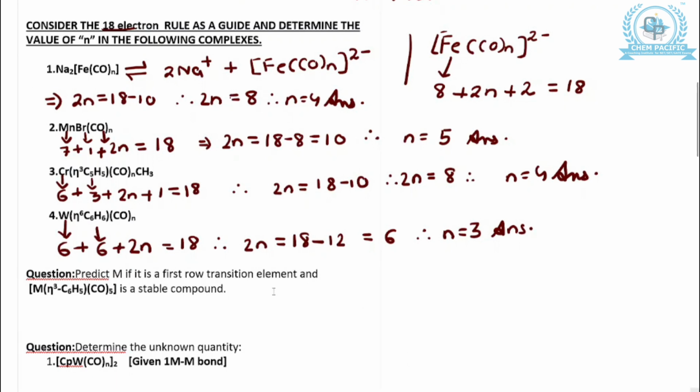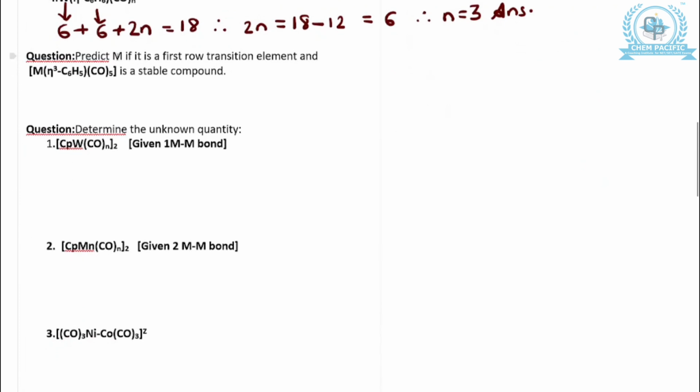Now let us move on to the next question. Predict M if it is a first row transition element. So this is very important. They have informed you that it is a first row transition element.